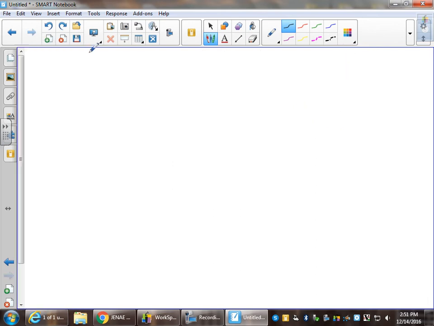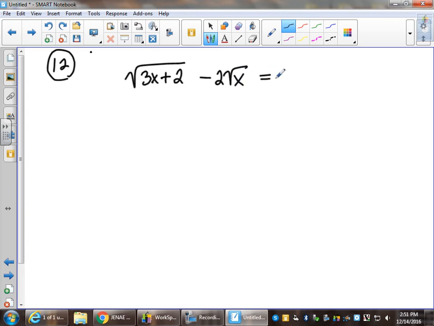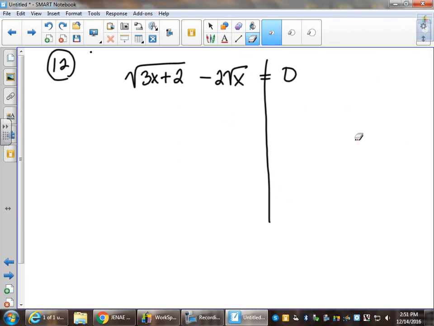Number 12. Square root of 3x plus 2 minus 2 root x equals 0. We're actually going to take some notes off to the side, so let me move this over.